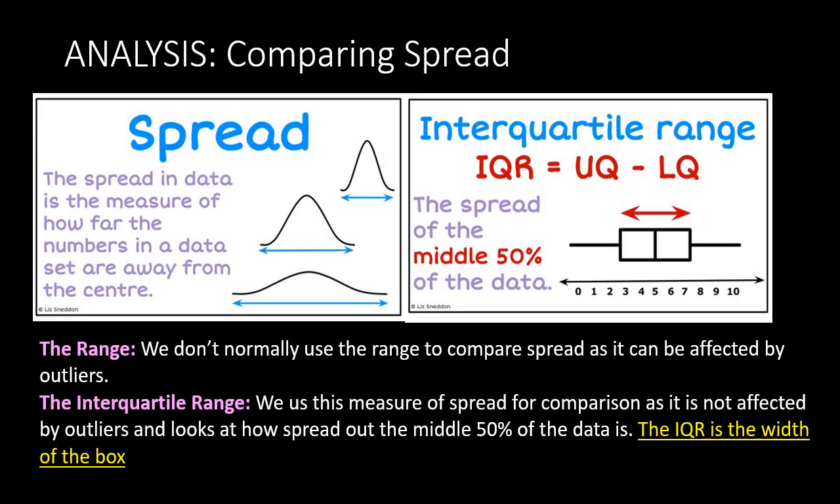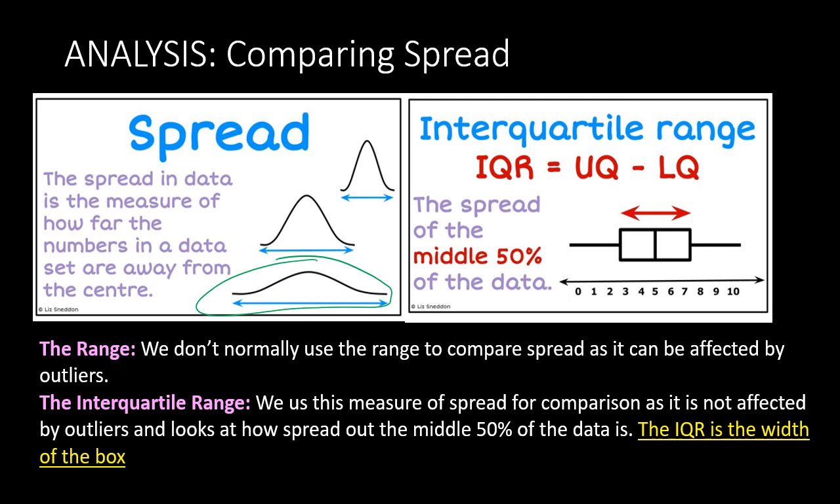Okay, so what is spread? The spread of data is the measure of how far the numbers in a data set are away from the center, right? So we can see that in this data set here, it's all quite close together. This is quite a small spread, whereas over here, it is quite all spread out. It's a large spread, right?